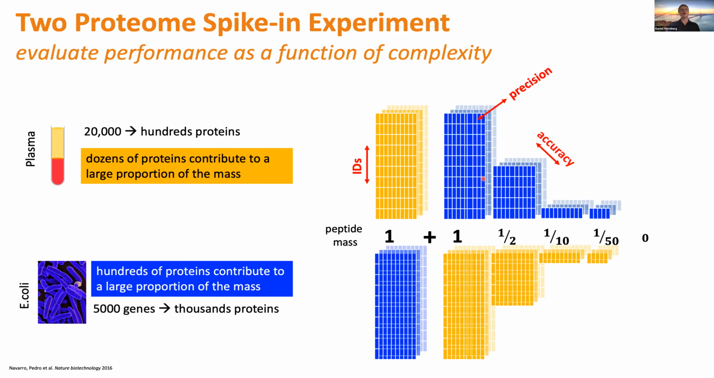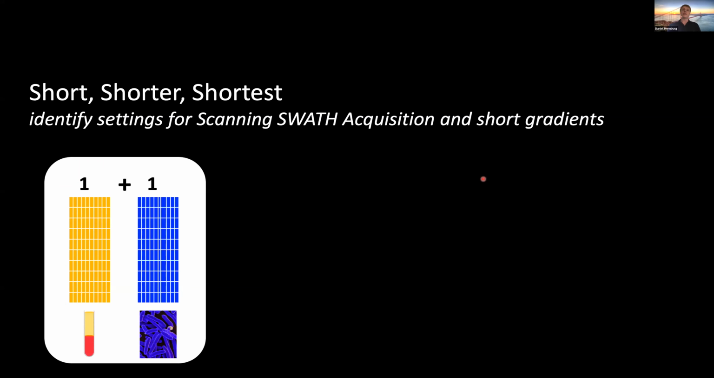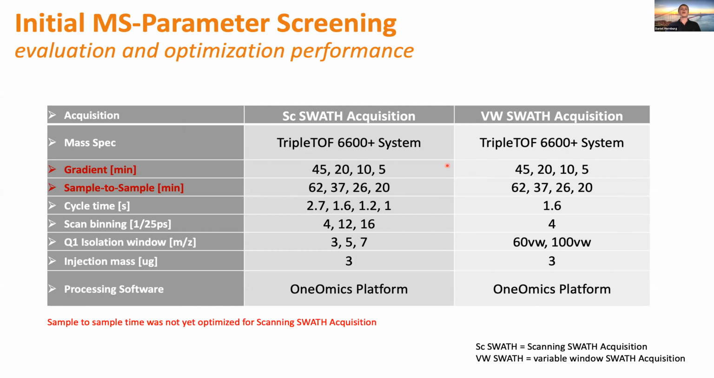So we started out by first of all looking at some of the basic parameters, and this is still ongoing work, but we started to optimize certain aspects of the scanning swath procedure, and I just want to highlight a few of those. We used the TripleTOF 6600 plus system, both for variable window swath acquisition as well as for scanning swath acquisition. Also keep in mind, variable window swath acquisition has been optimized for the last couple of years, and so there's a pretty high benchmark to beat.